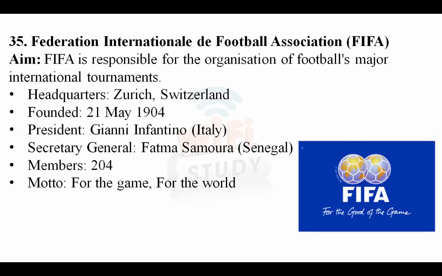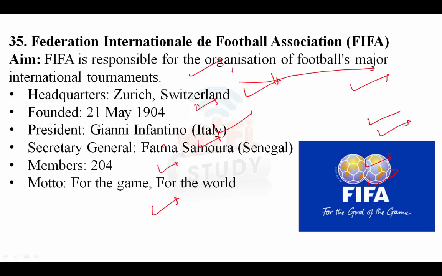Now let's see about FIFA. What is the full form of FIFA? Federation Internationale de Football Association. Federation Internationale de Football Association is responsible for the organization of the football major international tournaments. Okay, its headquarters is in Zurich, Switzerland. It was formed on 21st May 1904. President is Gianni Infantino, and Secretary General is Fatma Samoura. Members are 204, and what is the motto of this organization? For the game, for the world. Okay, so you need to remember its headquarters, its president name, its secretary general name, these members, and motto. These are the 5 things you need to remember from FIFA.